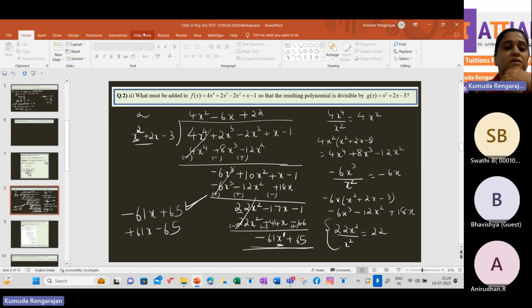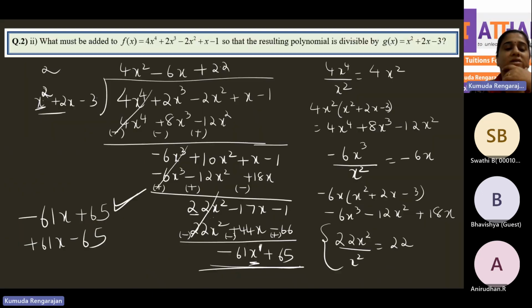So I was telling you then that if the question is, what is to be added? The negative of the remainder is to be added. What is to be subtracted? The remainder itself has to be subtracted. All right.